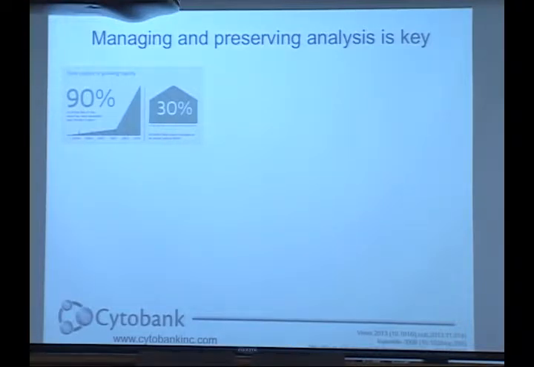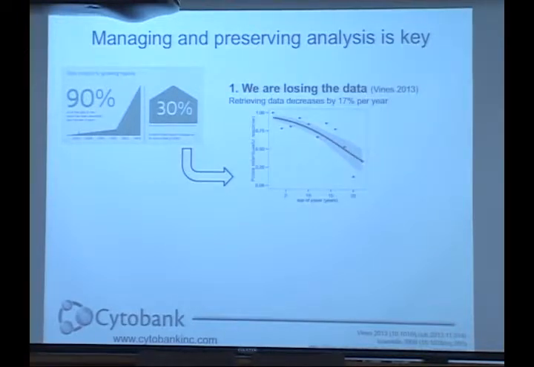Because when I started my PhD, I was collecting maybe 4 or 5 samples, and now in some of the data that I've put in Cytobank, I'm collecting plates and plates, 90 different conditions, for example. The rate at which scientific data is increasing is huge. But the huge issue stemming from that is that we're losing all of this information. A paper published this last year by Vines noticed that retrieving any data from publications is decreasing by 17% per year.